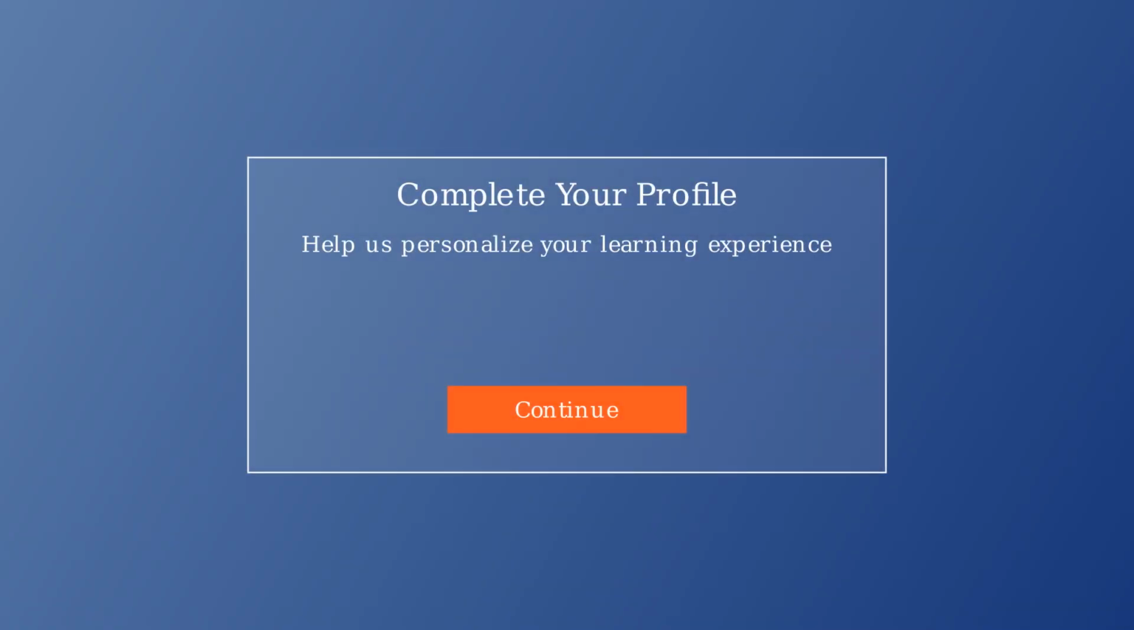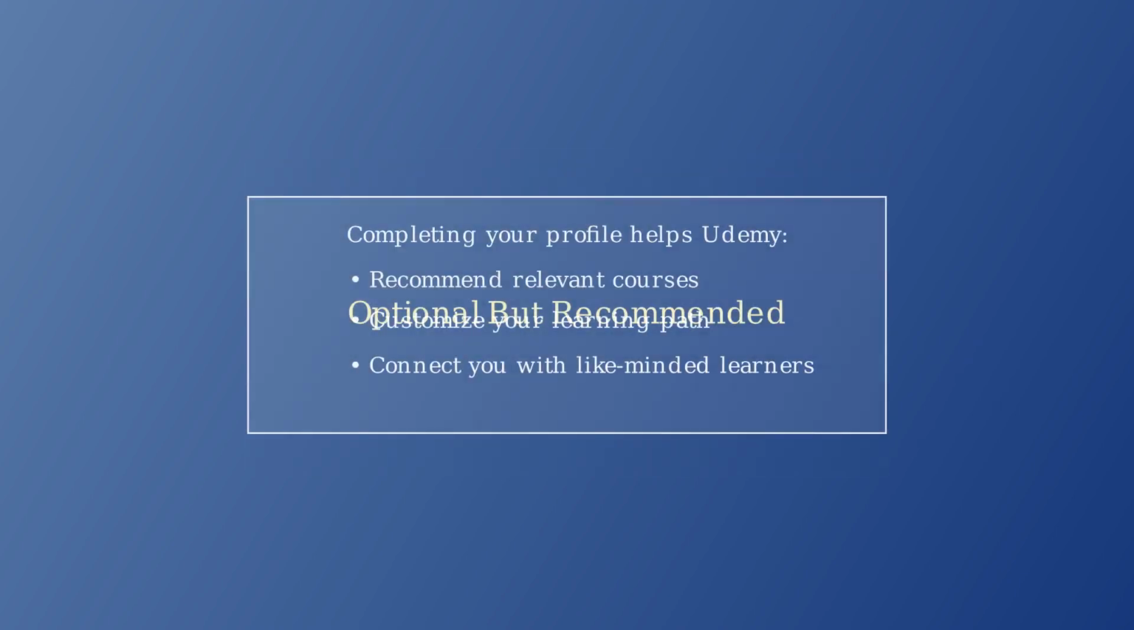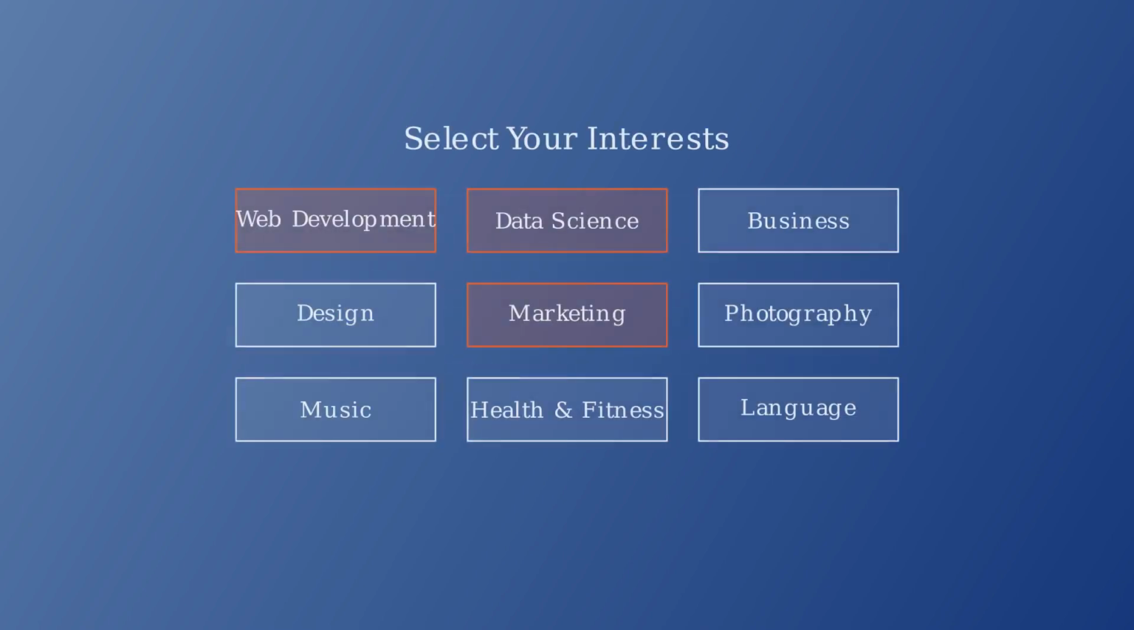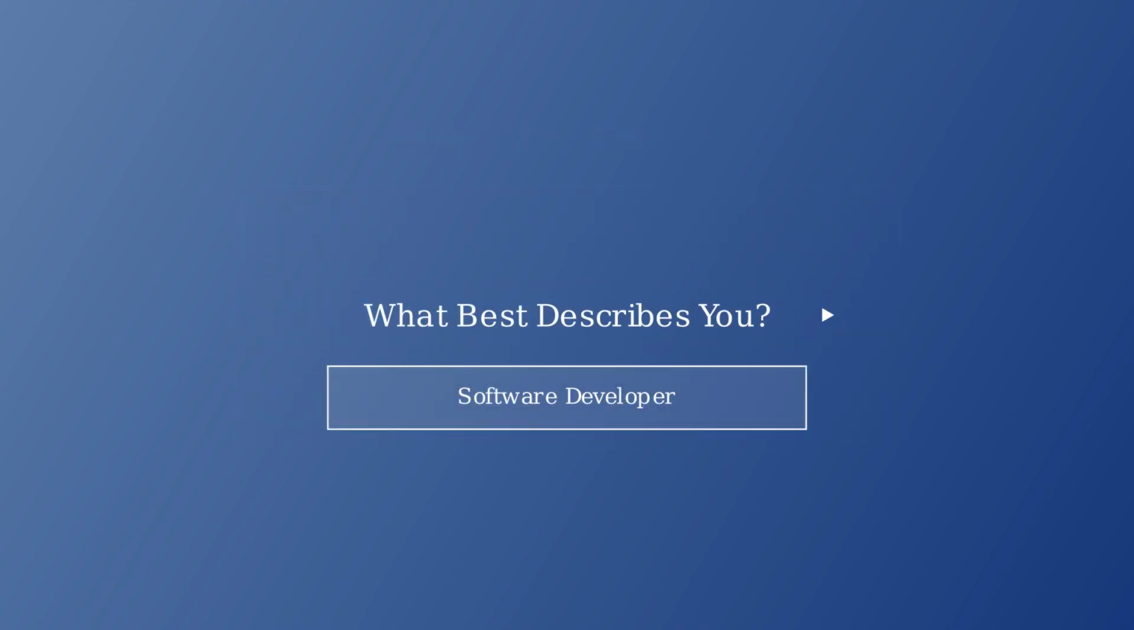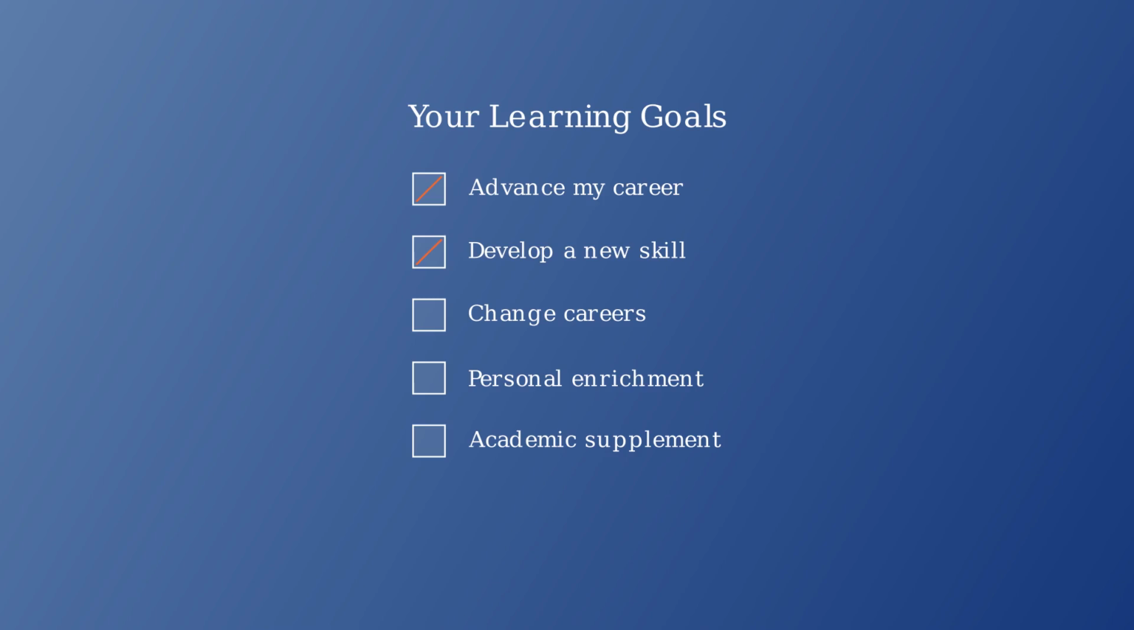After verifying your email, Udemy prompts you to complete your profile. While completing your profile is optional, it helps Udemy personalize your experience with relevant course recommendations. First, you can select topics you're interested in learning about. This helps Udemy suggest courses tailored to your interests. Next, you can specify your current role or profession. This helps further refine course recommendations relevant to your field. You can also indicate your learning goals. Whether you're advancing your career or developing new skills, this information helps Udemy understand your motivations.